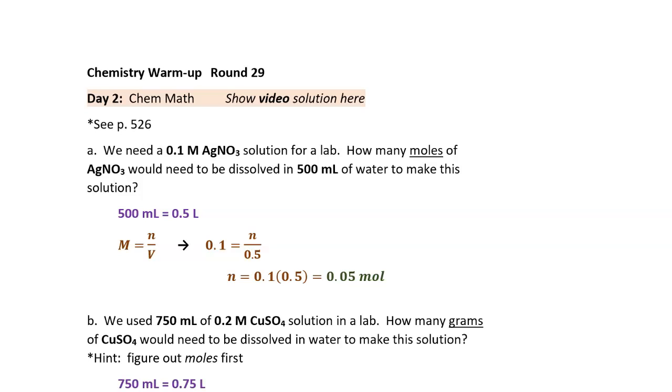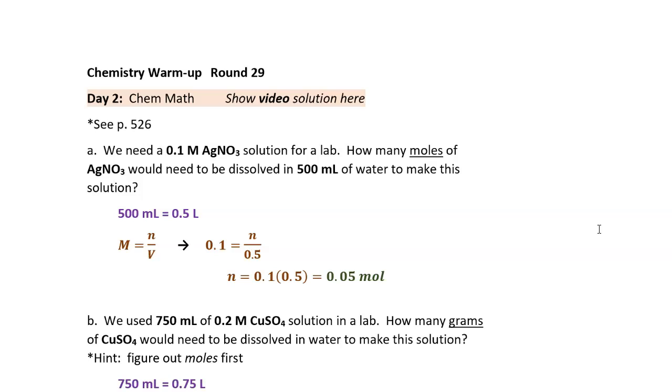Here are the answers for the day 2 bell work. Question A, we need a 0.1 molar silver nitrate solution for a lab. How many moles of silver nitrate would need to be dissolved in 500 milliliters of water to make this solution?